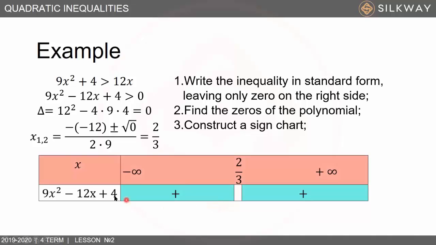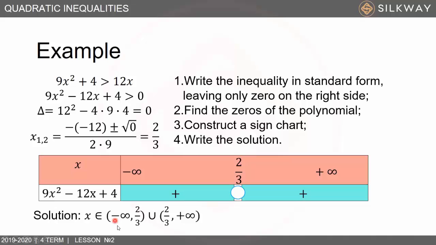Then construct a sign chart. Here we write our polynomial and here we write our root, our zero, and our zero is double. From that we have plus and plus here, okay? And here we write a circle. The circle will be unfilled because our inequality is strict. And then fourth step, write the solution. Here write the solution and please check your answers, okay?